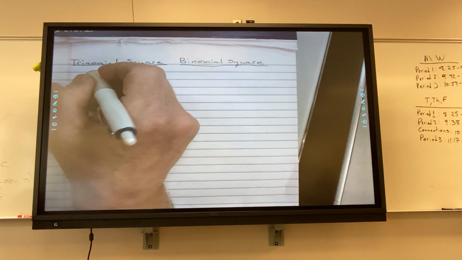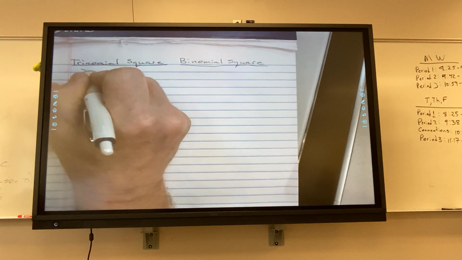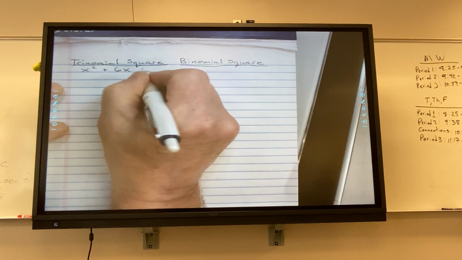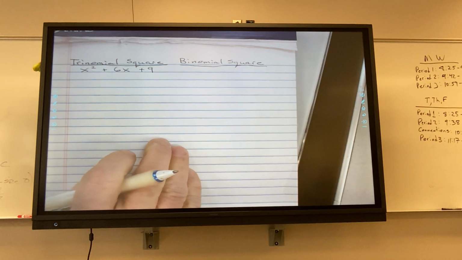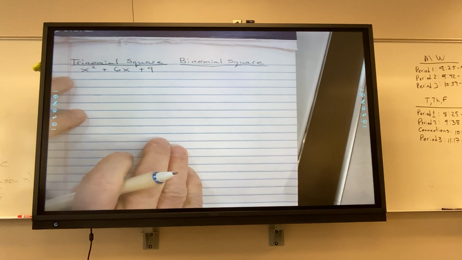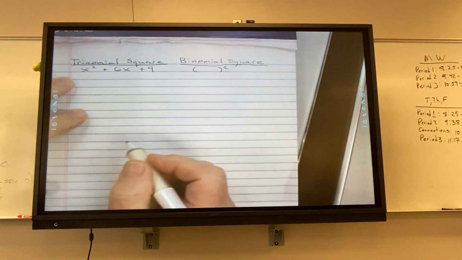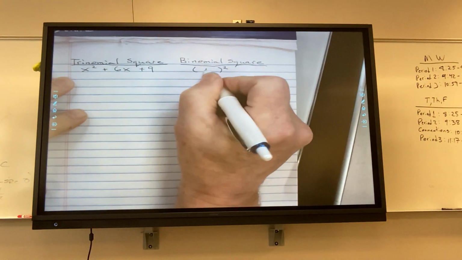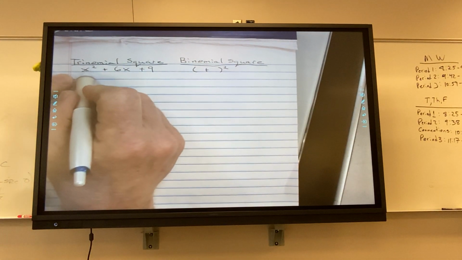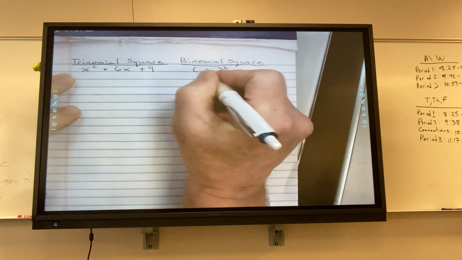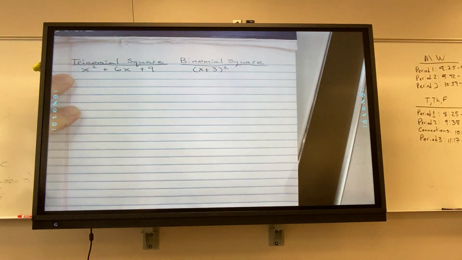We have a thing in math called a trinomial square. It looks something like that. It can be written as a binomial square. Inside here will be two terms. And what I do is I take the square root of that, and I take the square root of that, and those are my two terms. Okay? You've seen something like that before?